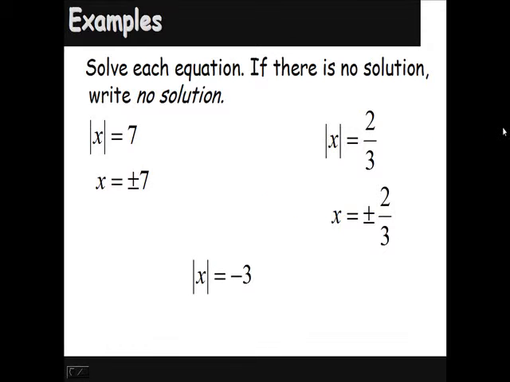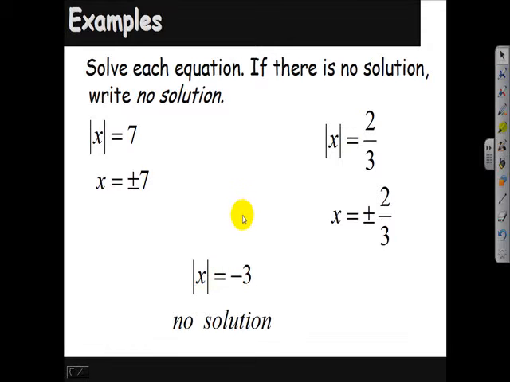Absolute value of x equals negative 1/3, though, that's pretty hard to do, because absolute values, after we evaluate them, always come out positive. So there's no way that this absolute value is going to equal a negative result. Therefore, there's going to be no solution to this equation. An absolute value always equals a positive, never a negative.